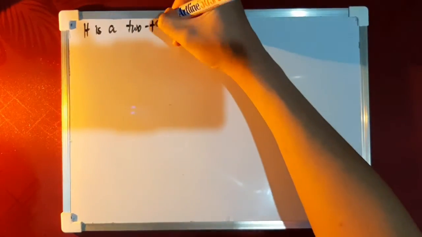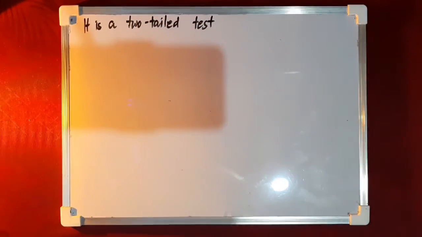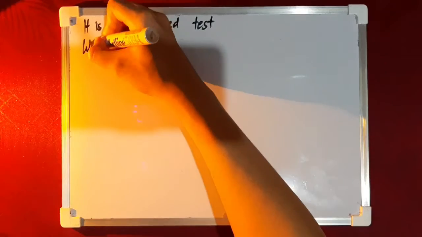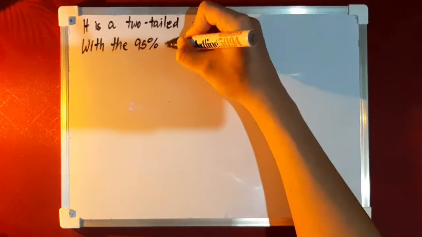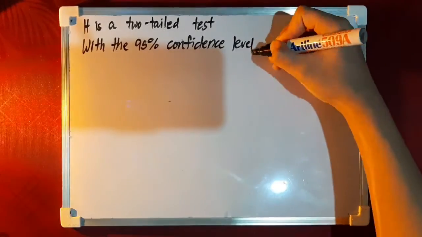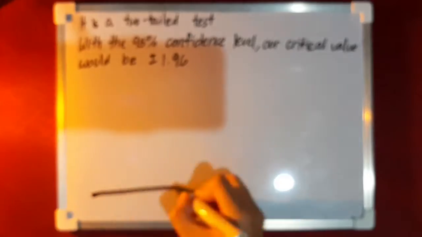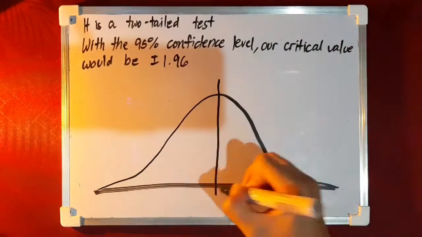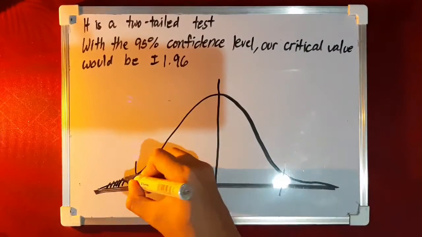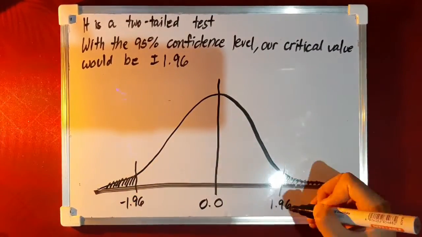Next, we're going to choose a significant level for alpha. Is the test two-tailed or one-tailed? It is a two-tailed test. Get the critical values from the test statistic table. With the 95% confidence level, our critical value would be plus minus 1.96. Next, we're going to establish the critical regions. So as we can see here in the bell curve, the critical area is shaded.